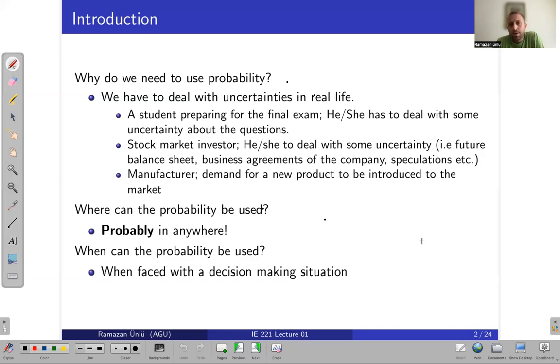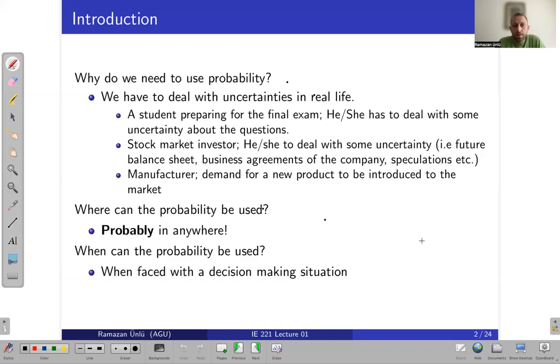Another example is, let's say you are an investor, a stock market investor, and you have some money. You want to make more money, right, by investing in some companies. And again, you have to deal with some uncertainties. What can be uncertainty in this case? For example, the future balance sheet, and how the company's income or debt will change. Another thing is the business agreement of the company, and another thing such as speculations on the market. So you have to deal with these uncertain things to make money.